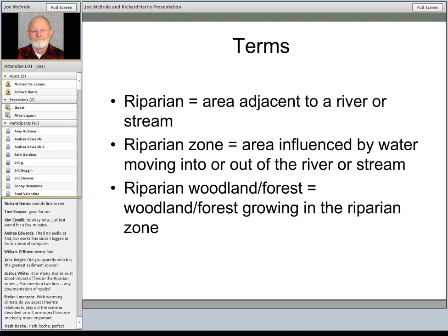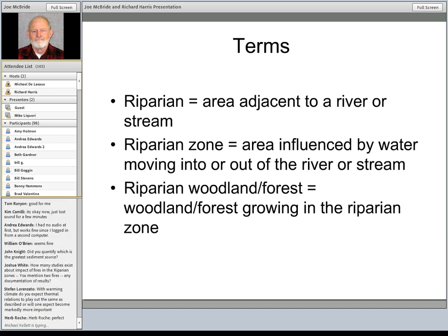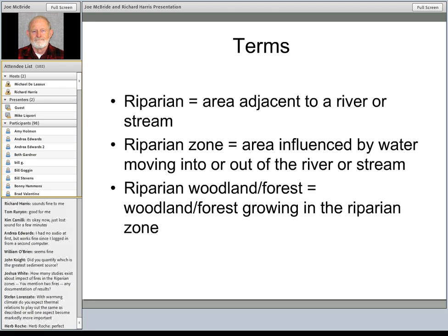Riparian is a term that is widely used in reference to an area that is adjacent to a river or stream, and the riparian zone is generally defined as that zone adjacent to the stream where water moving either into or out of the stream has an effect on the depth of the water table and the availability of water for plant growth. And the term riparian woodland or forest, of course, would apply to forest cover or woodland cover growing within this particular zone.